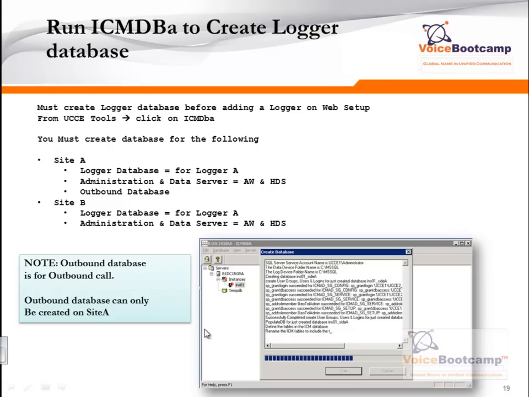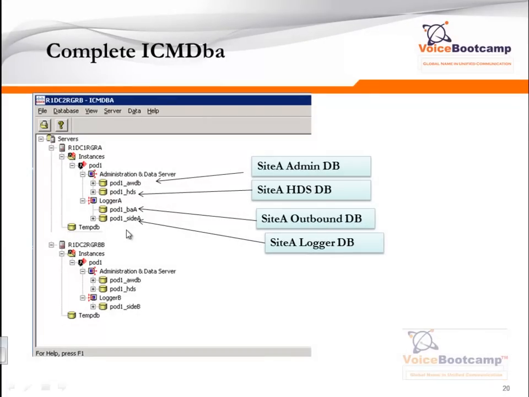Now on site A, you will have logger database, administration and data server, and optionally outbound database. But on site B, you'll have logger database for site B, that's a typo by the way, logger B, and administration and data server. On site B, there is no outbound database. You can take a look at our lab guide for Contact Center Enterprise to see how ICMDBA will be used to create databases. So at the end of the day, in a duplex setting, you will have a similar outlook. You will have site A and site B with the necessary databases as well as servers.